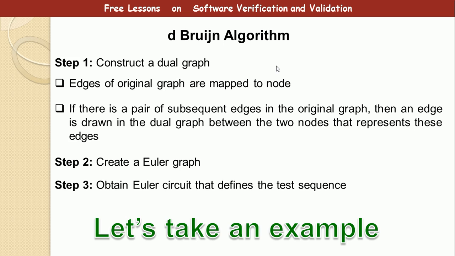So let's see, it means you must cover two transitions at a time. Let's look at the algorithm. It's called the Bruijn algorithm. First, construct a dual graph. You already know how to construct a dual graph. That is what we've discussed.